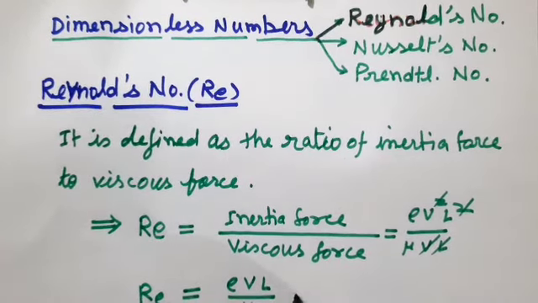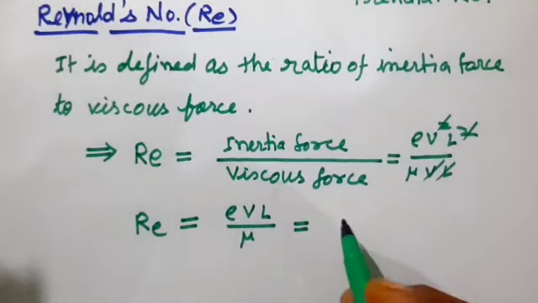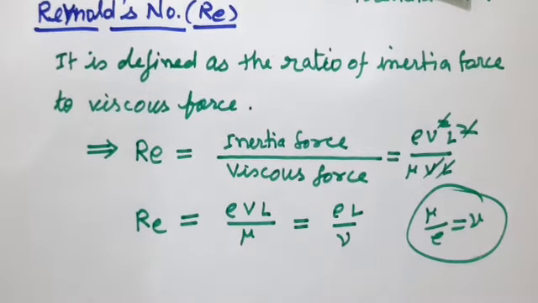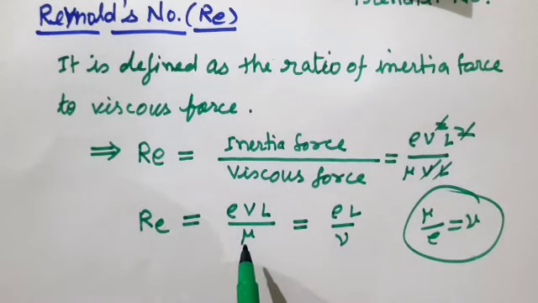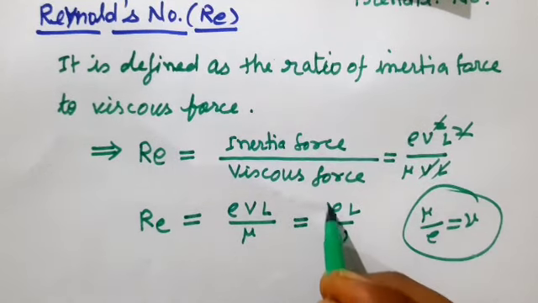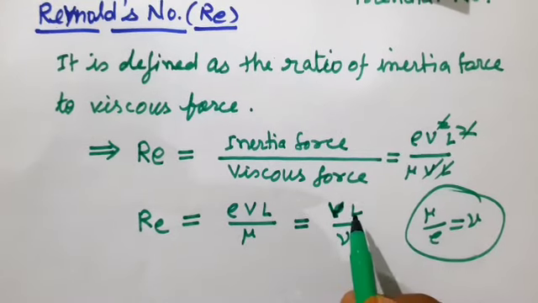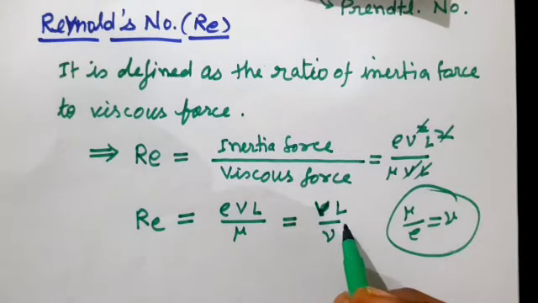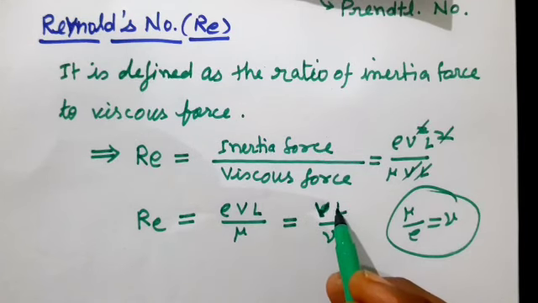Okay. Also we can say mu upon rho is equal to nu. Okay, so we can say Reynolds number Re is equal to rho V L upon mu or V L upon nu. In case of the pipe flow we will use the diameter, replacing this characteristic length L. So this L is characteristic length, and in case of the pipe we will use diameter D.